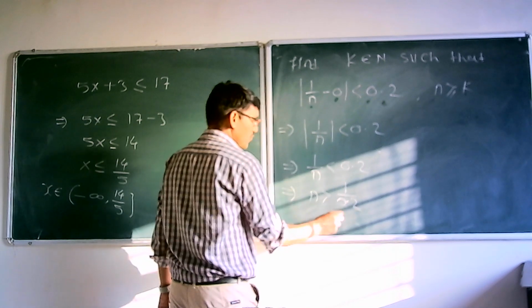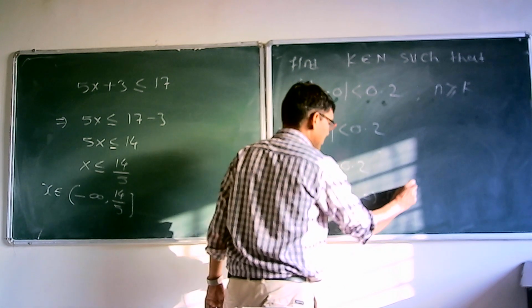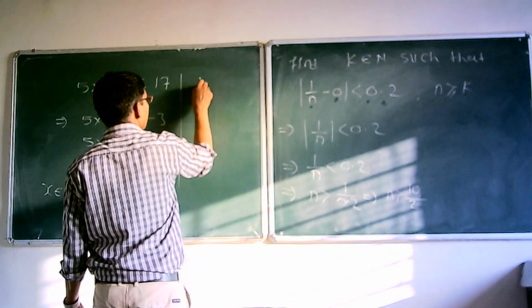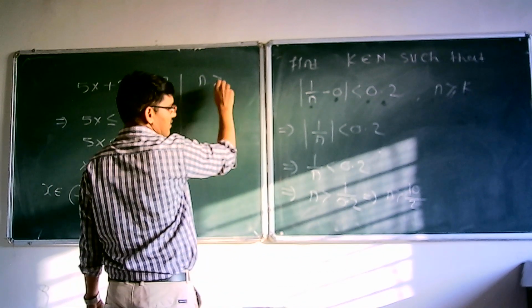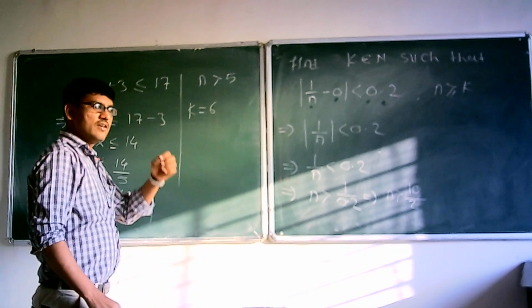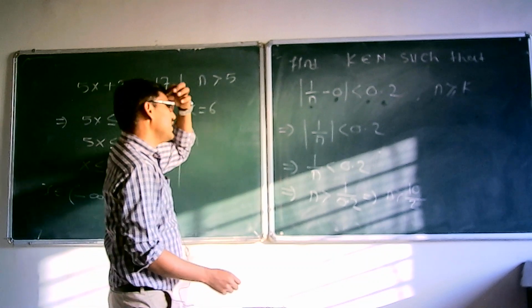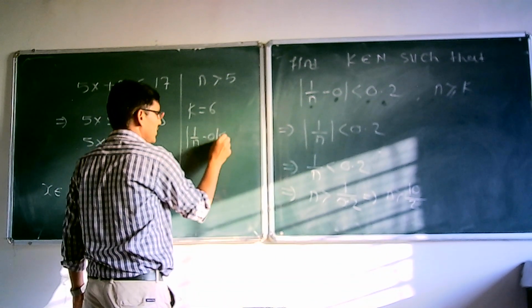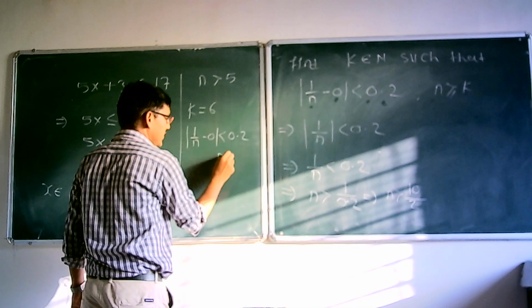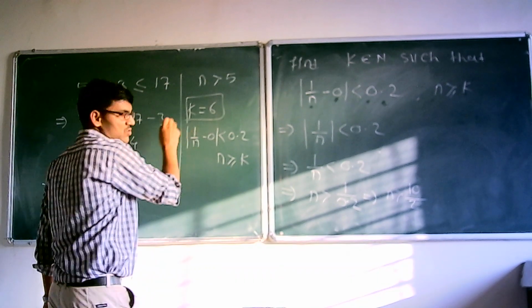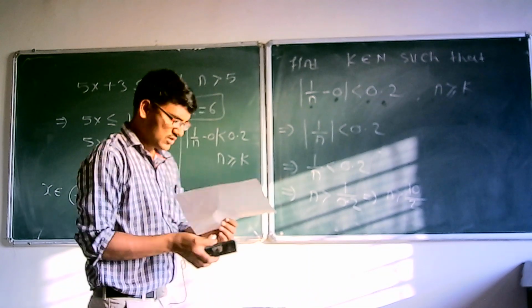Okay, but what is 1 upon 0.2? This implies n is greater than 10 divided by 2, which means n is greater than 5. So what is our k? K must be 6. If our k is equal to 6, then 1 upon n minus 0 is less than 0.2 for all n greater than or equal to k. So what is the answer? K is equal to 6. Now next.